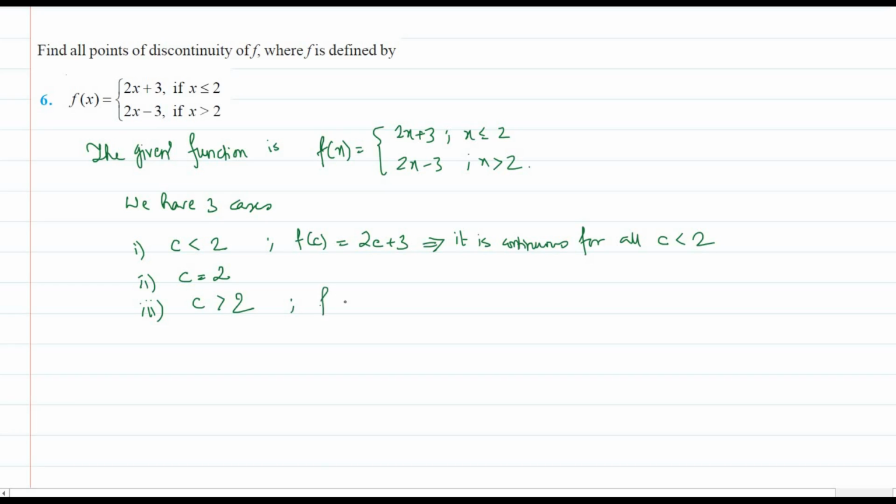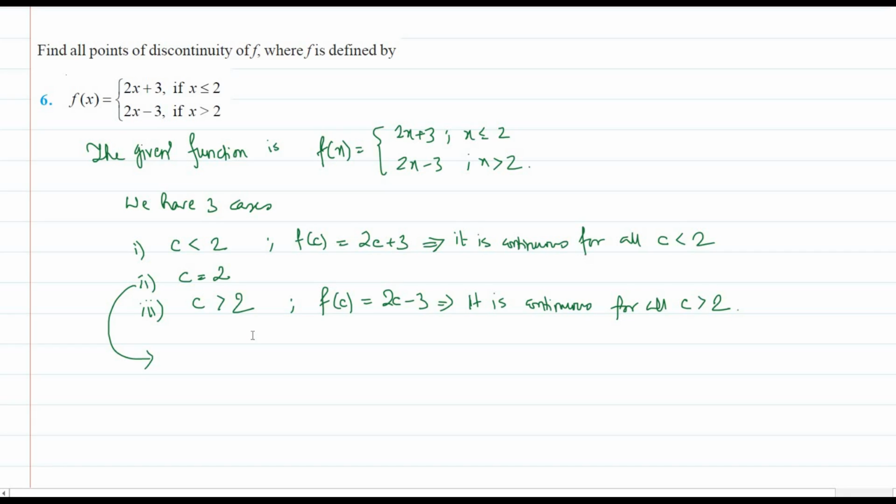For c greater than 2, f of c is equal to 2c minus 3. So it is continuous for all c greater than 2 because it's a polynomial function. Now for c equal to 2, let us take the case of it. For c equal to 2, let us check whether the limit exists or not. This is as simple as that.